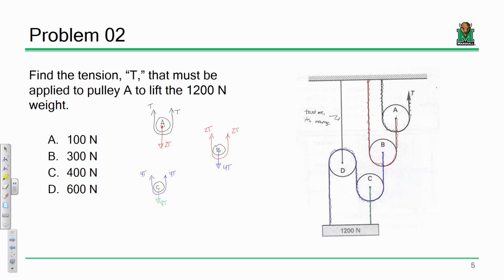And you can actually sort of stop right there, because if you look at your 1200 Newton block, what do I have on that? I've got my 8T rope there, and I've got my 4T rope here, right? And so sum of forces in the y direction tells me that 12T has got to equal 1200 newtons.